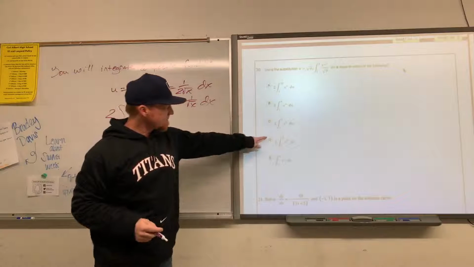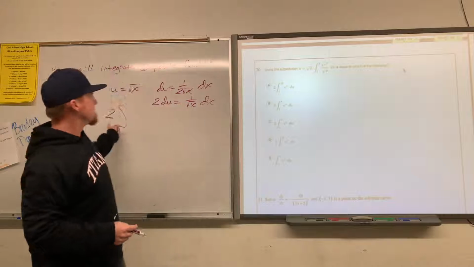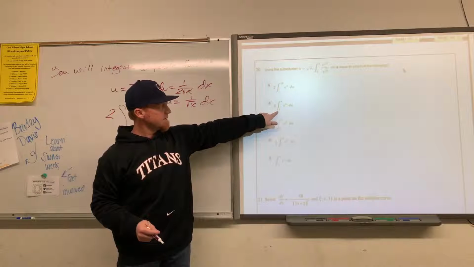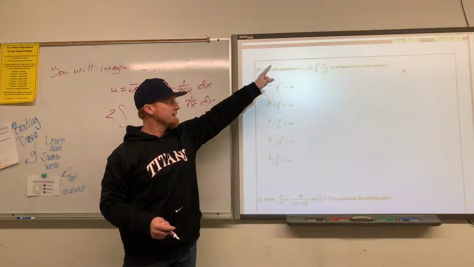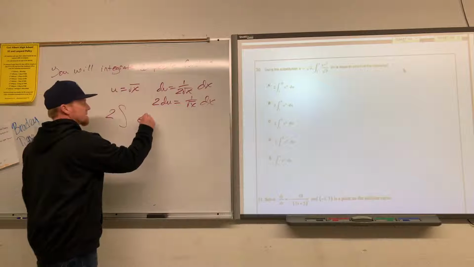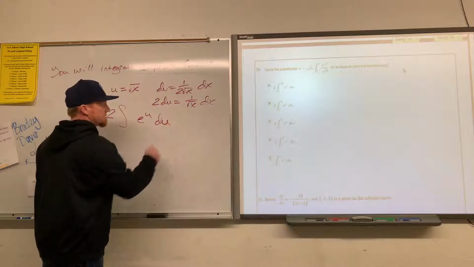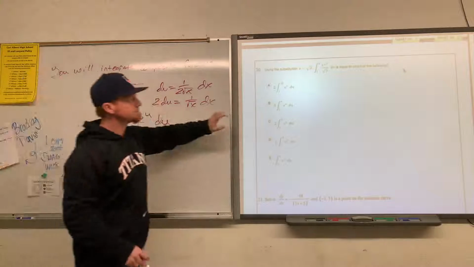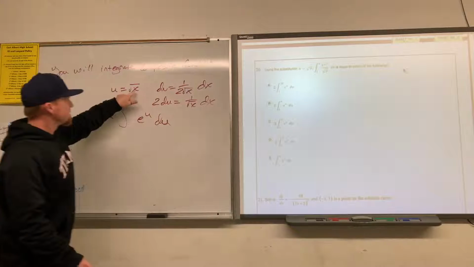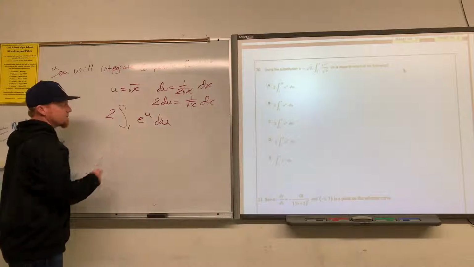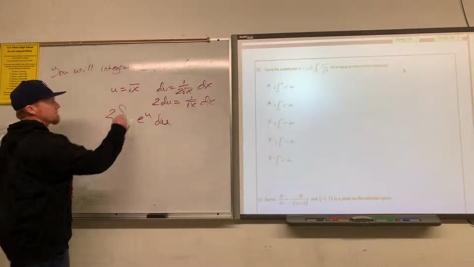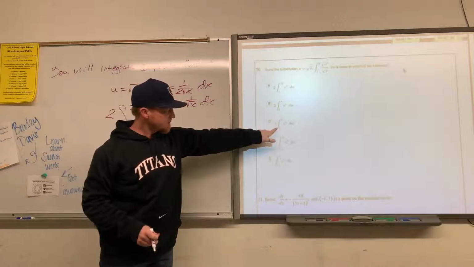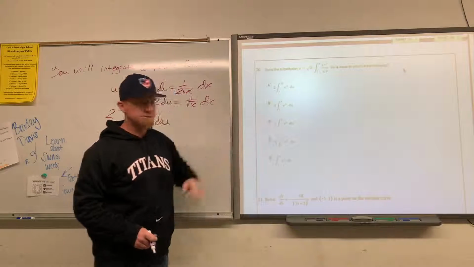So I can automatically get rid of d and e because I know that there has to be a 2 in front of my integral. I can probably also get rid of b because notice that the limits did not change. I need to change my limits. All right, so we're looking at e to the u du. Now all that's left is to change my limits. So I just have to plug in here. So 1 and 4. If I plug 1 in here, square root of 1 is 1. And I plug 4 in here, square root of 4 is 2. So I want the one that matches this. There's my match, a 2, 1 to 2, e to the u du. So C is my match.